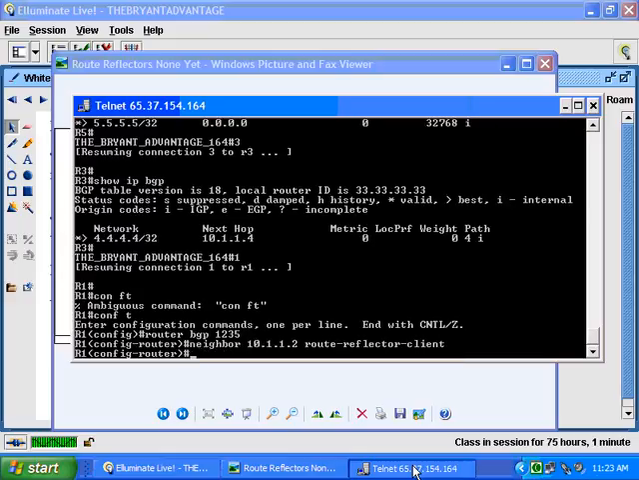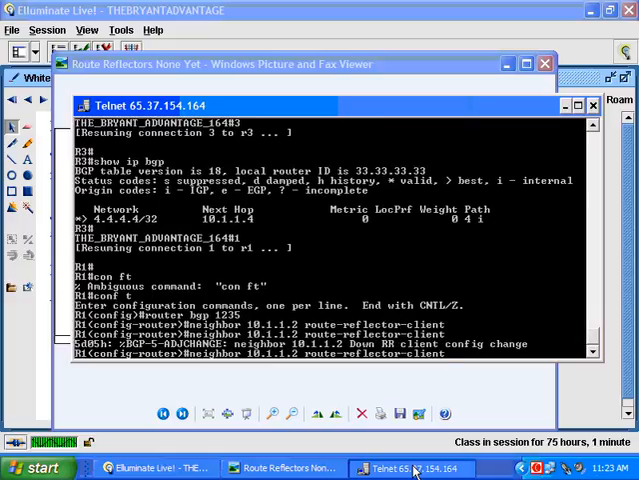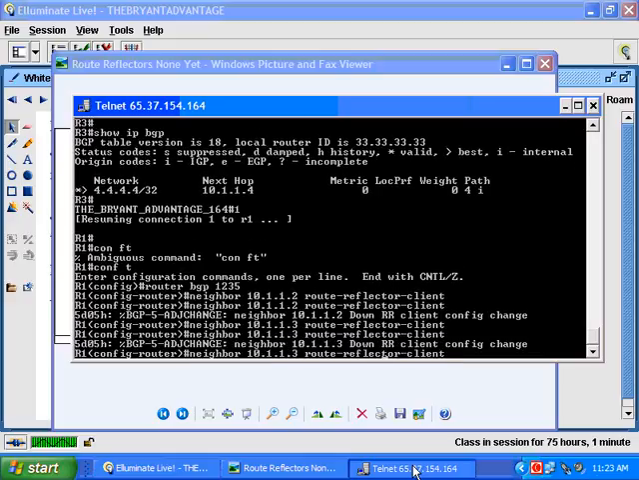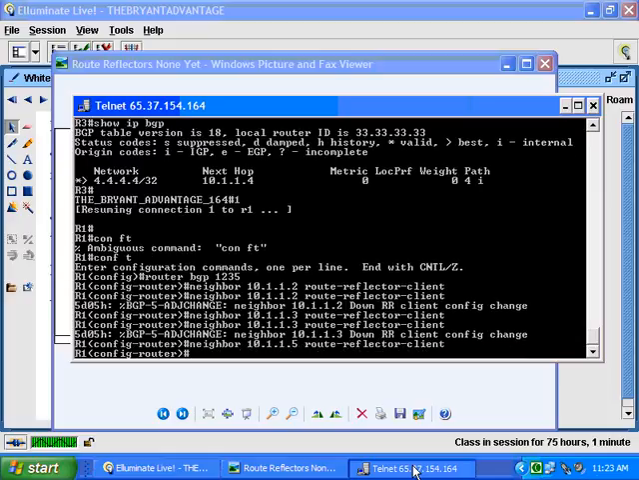So let's see, we're going to make 10.1.1.2 a route reflector client, and then 10.1.1.3 a client. Hey, look at that. Look at that message right there. Adjacency change 10.1.1.2 down, RR client config change. I wonder why that happened. Well, actually, I just told you why it happened. Well, now 10.1.1.3 is down. How about 10.1.1.5? Those are the 3 clients.